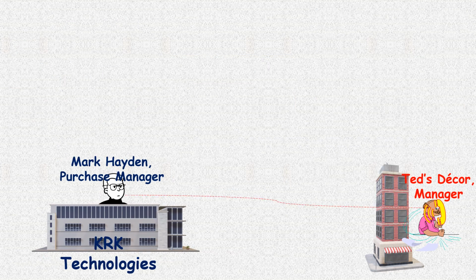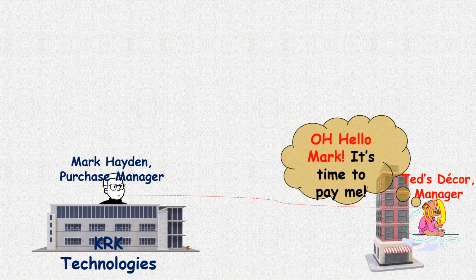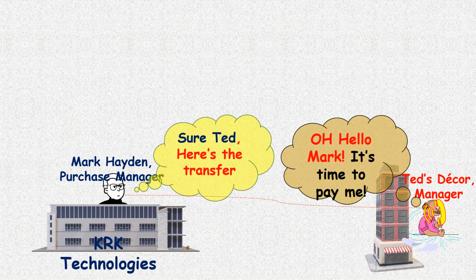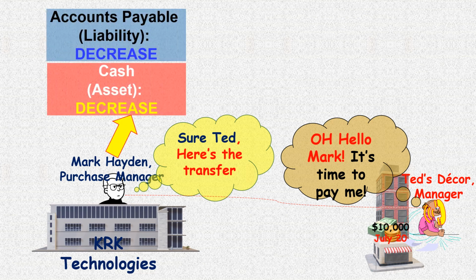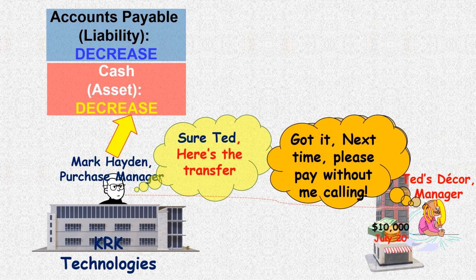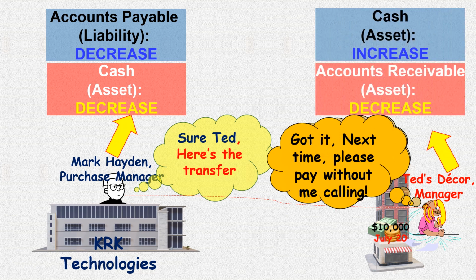Now, a few days later, Ted is calling Mark to ask about the payment, and Mark is going to pay. So Mark sends the $10,000 to Ted Decor. So the accountant at KRK Technologies is going to debit accounts payable and credit cash. The accountant at Ted Decor is going to debit cash because they received the cash and will credit account receivables because now they no longer have KRK as receivables. So account receivable will be credited.